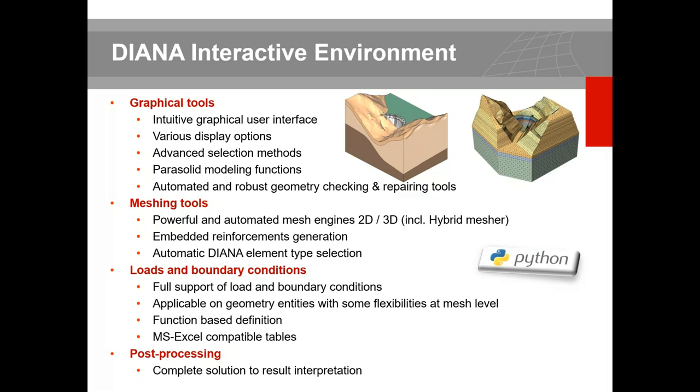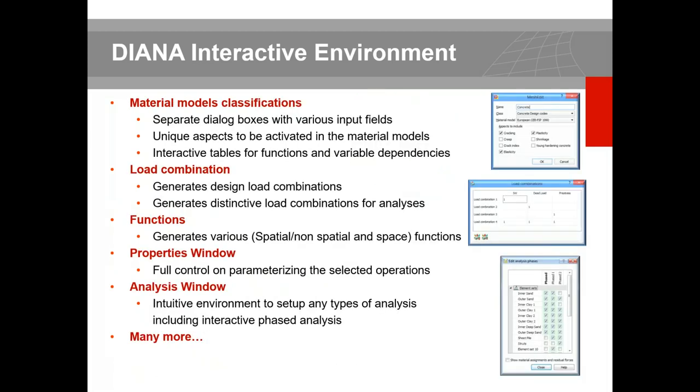And for post-processing, we try to offer a complete solution to result interpretation with multiple functions. For material model classification, we have separate dialog boxes with various input fields, which basically try to guide you through the parameter input. You can include unique aspects in this material model. And we have also interactive tables for function and variable dependency. You can generate load combinations, of course. As I already mentioned, you can generate functions, whether it's a spatial or non-spatial function.